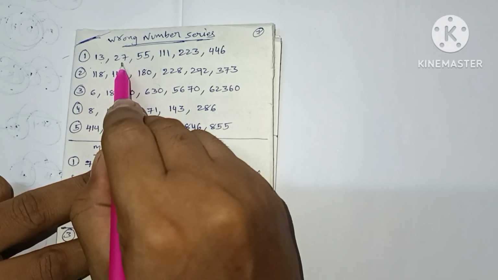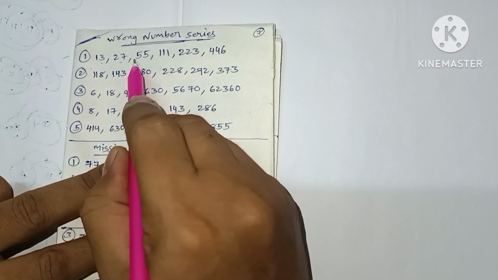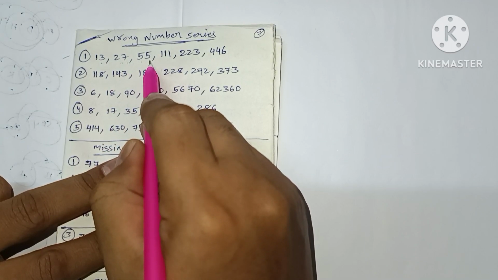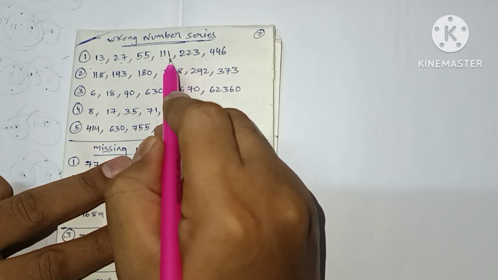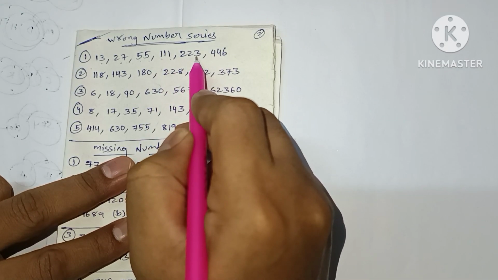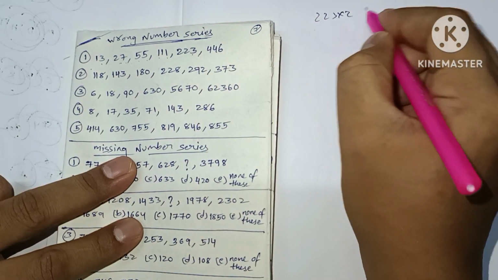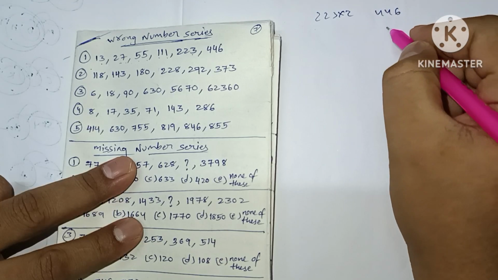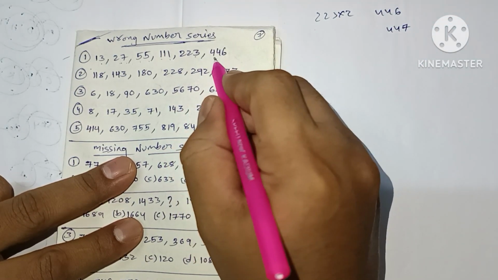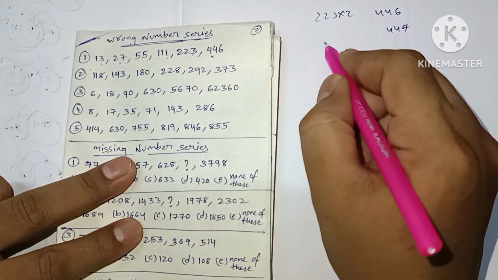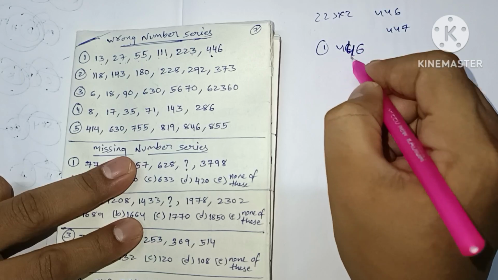13 times 2 is 26 plus 1, which will be 27. 27 times 2 is 54 plus 1, which is 55. 55 times 2 is 110, plus 1 is 111. Times 2 means 222 plus 1, which is 223. 223 times 2 is 446 plus 1, 447. It must be 447, not 446. So our first wrong number is 446.